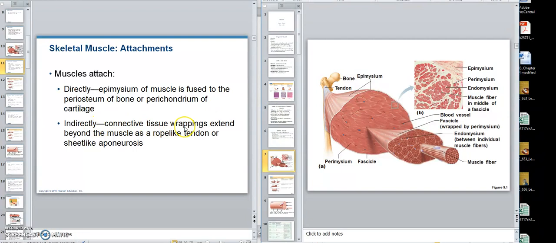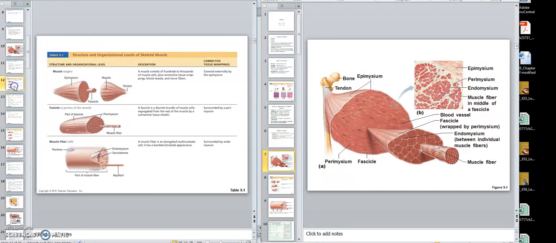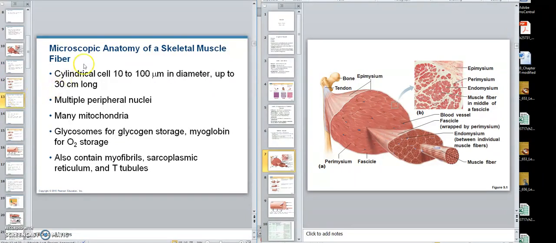Indirectly, connective tissue wrappings extend below the muscle, and that's what they're talking about here. All right, so let's go a little further. The microscopic anatomy of a skeletal muscle fiber, which is a muscle cell: cylindrical, 10 to 100 microns in diameter, up to 30 centimeters long. These can get quite long. Multiple peripheral nuclei. You see right here, these are nuclei.